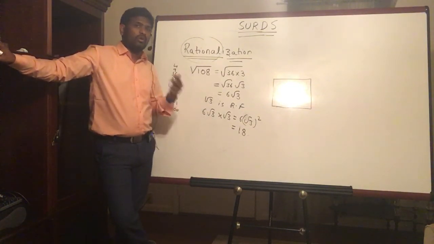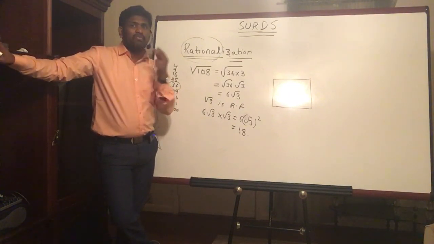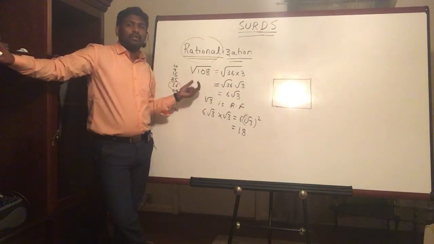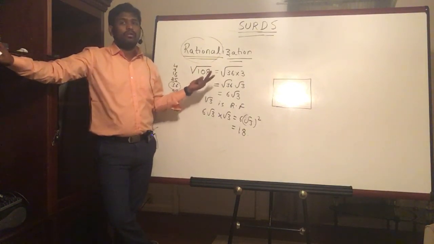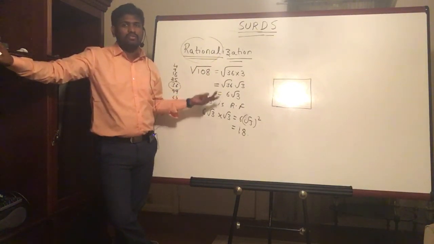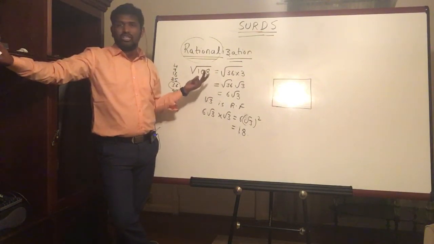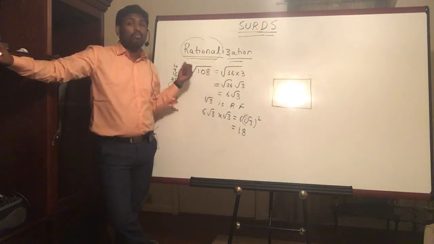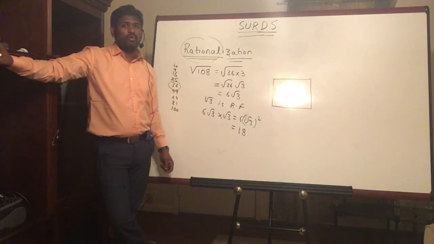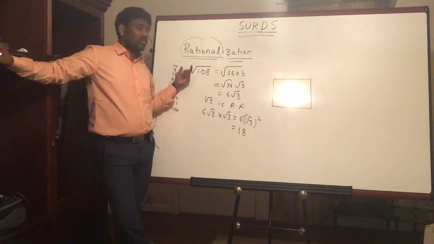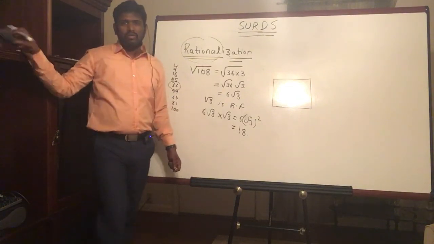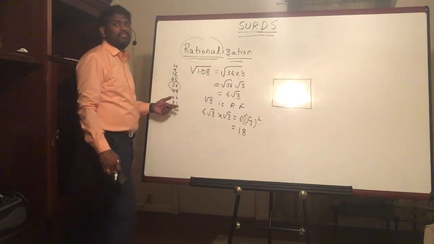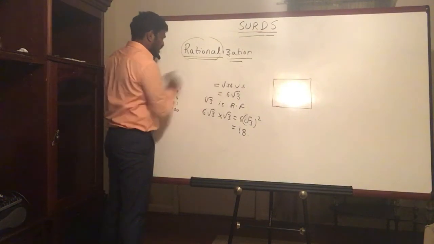The most important thing is to first simplify whatever the given surd is into its simplest form and then rationalize. That is the best and easiest way to rationalize any monomial, that is, a single surd. These are all single surds. This is the rationalization of monomials. All the monomials can be rationalized, and this is the way to rationalize them.